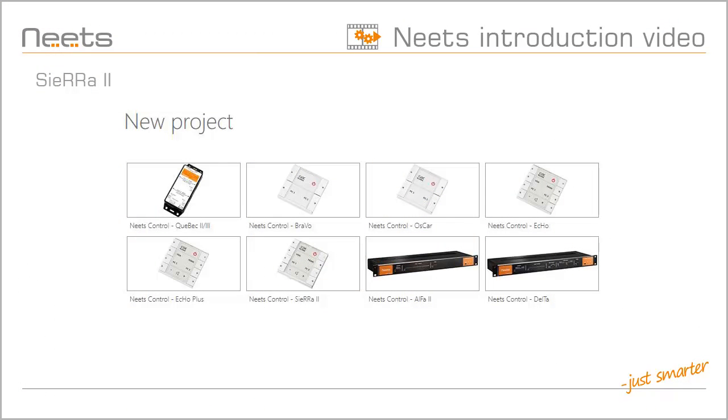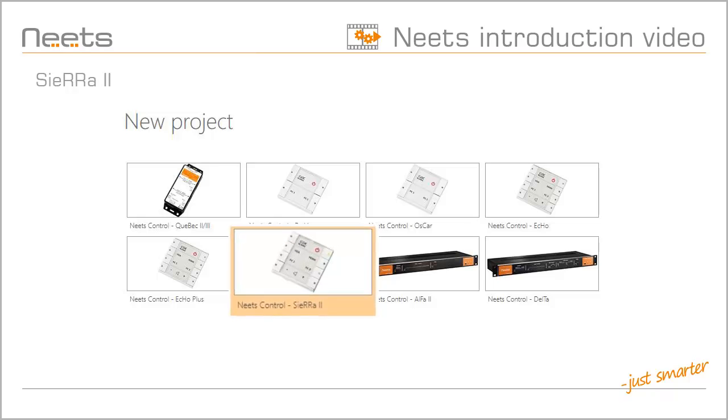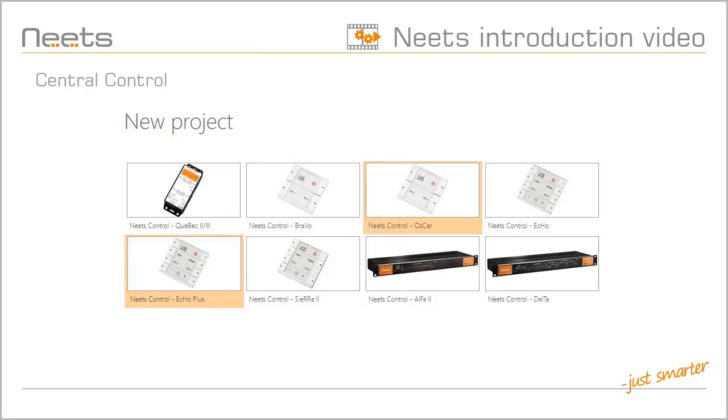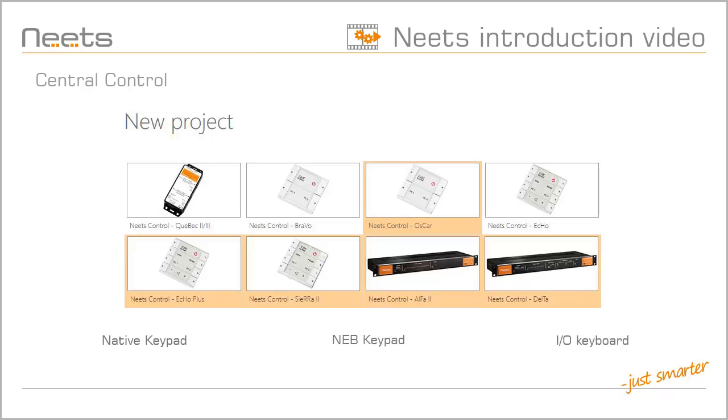With Neets Project Designer 1.6, you have the ability to create Sierra 2 projects. If the control system is not available to you yet, then you can be ready with a project when you get the first unit in stock. Neets Central Control now supports even more control systems. Add in the Sierra 2, Alpha 2 and Delta. Neets Central Control will show the status of the native keypad, NEB keypad or I/O keyboards.